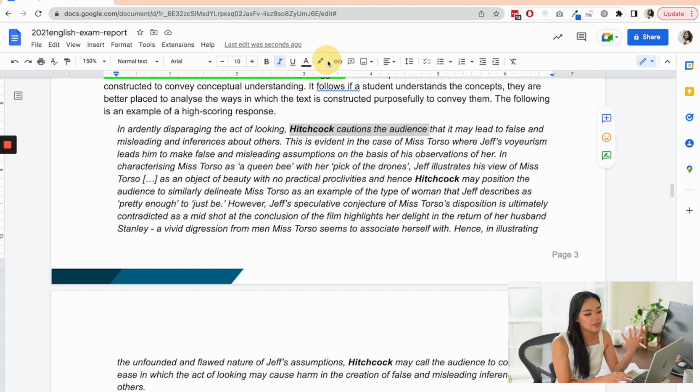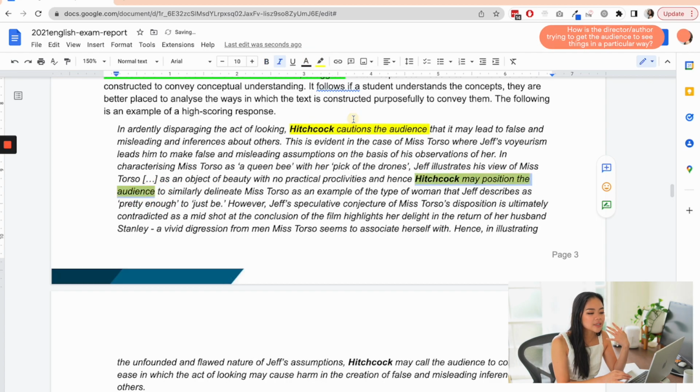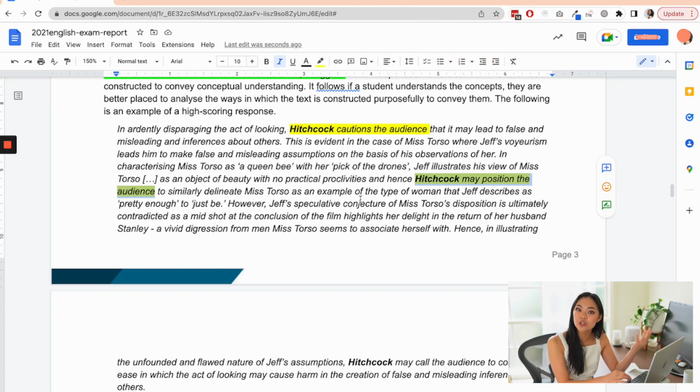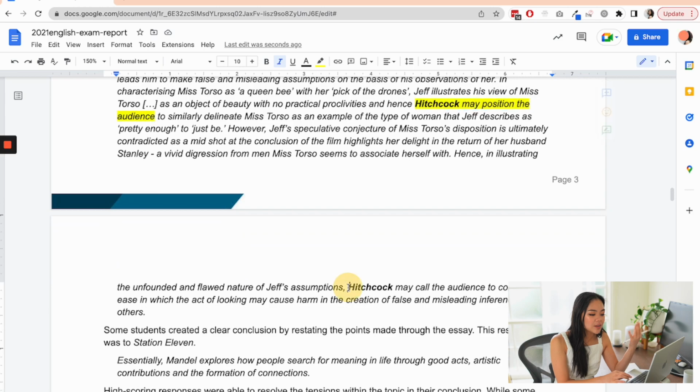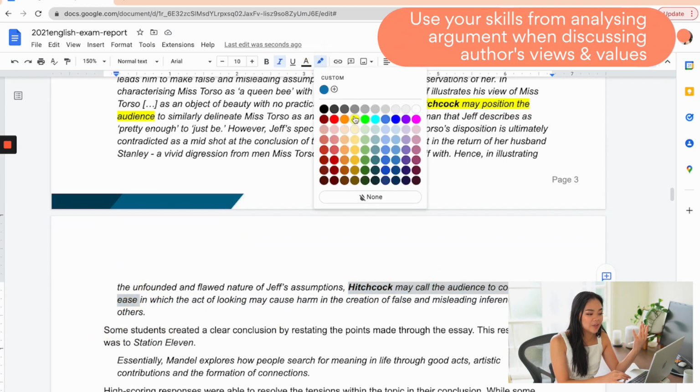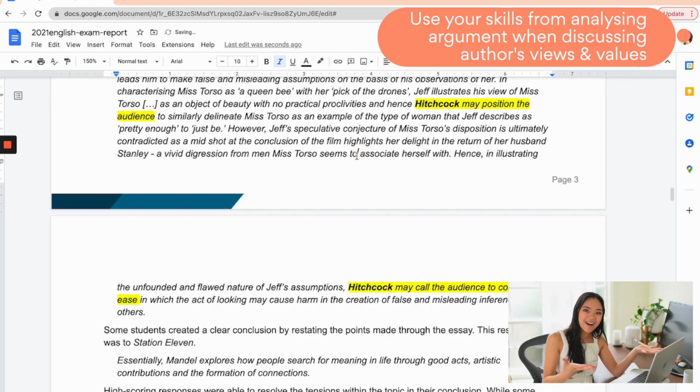And how I like to think of it is how it's very similar to analyzing argument. It's saying the author of the article cautions the audience. Hitchcock may position the audience. It's like, how is the director or the author trying to get the audience to see things in a particular way, just as you do in analyzing argument. So use the skills that you've actually learned in other sections of English and apply them here, because it all comes together.